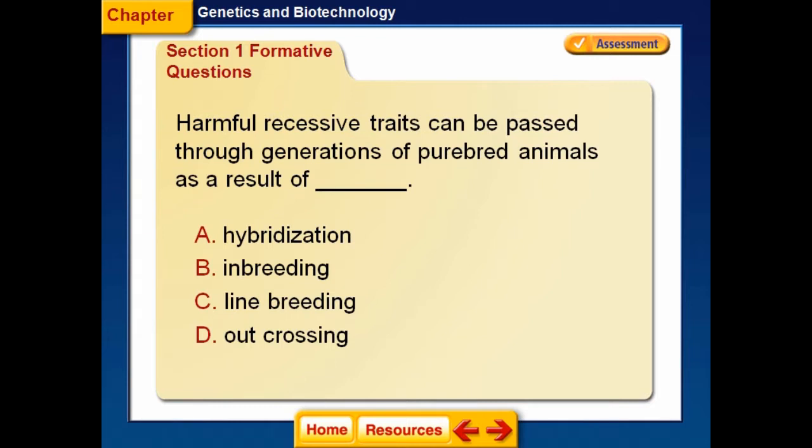Harmful recessive traits can be passed through generations of purebred animals as a result of A, hybridization, B, inbreeding, C, line breeding, or D, outcrossing. B, inbreeding is the correct answer.